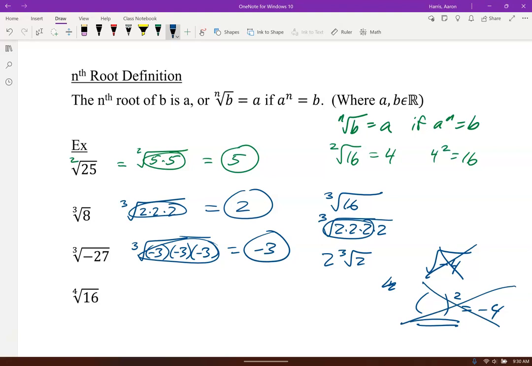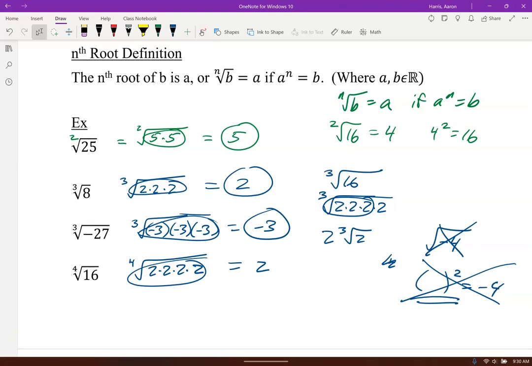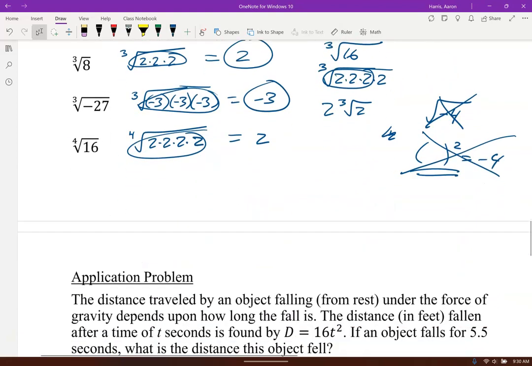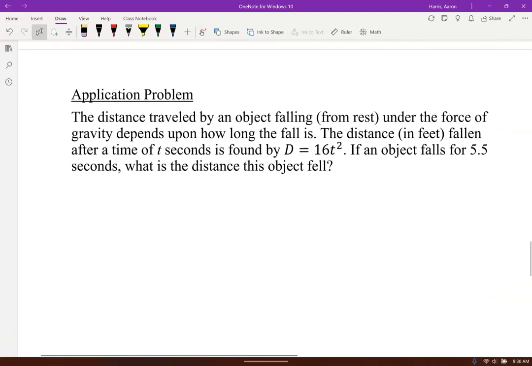Fourth root of 16. Now I'm looking for 4 of a kind. Break the 16 down. 2 times 2 times 2 times 2. I know 16. I'm looking for 4 of a kind. Okay. Any questions so far on the nth root? You guys will practice some of those in your homework. Let's do an application problem.